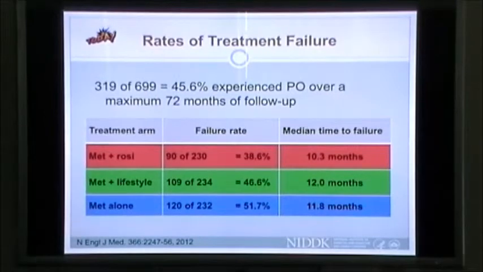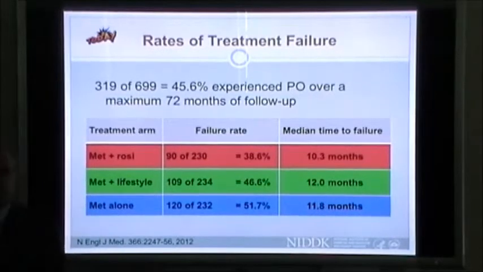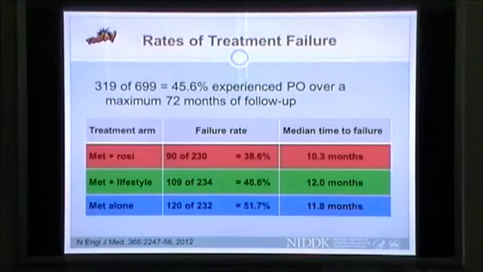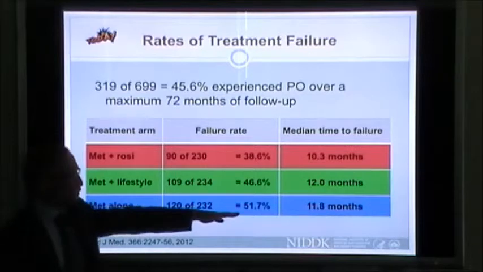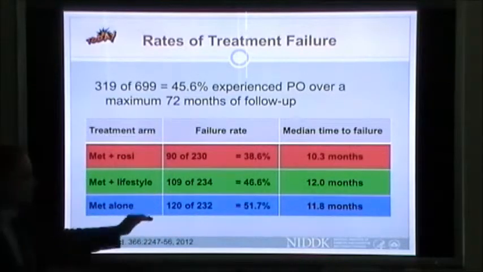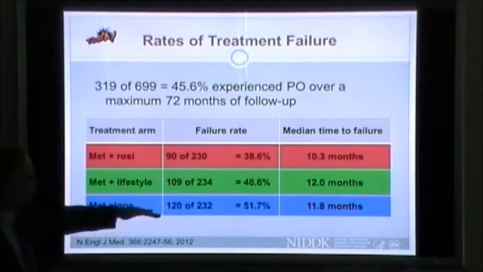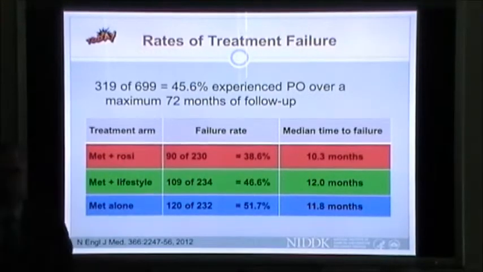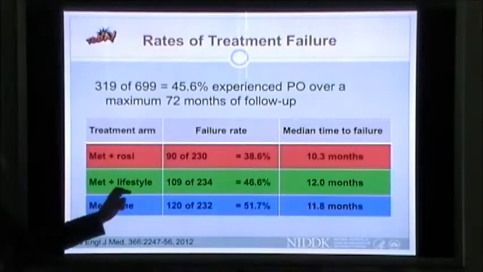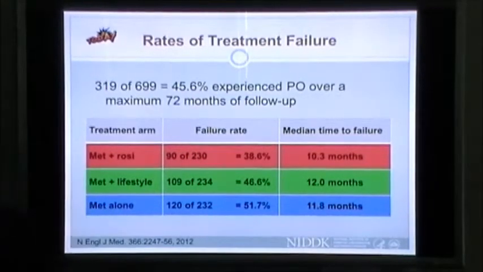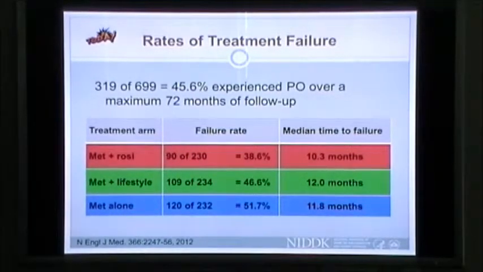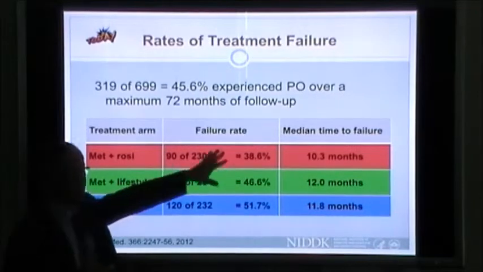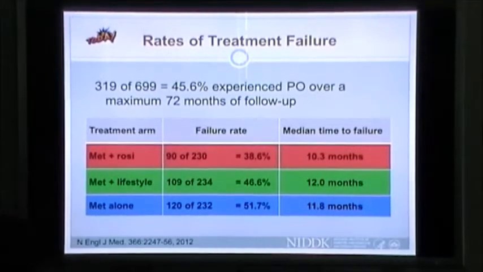Okay, so what did we see in the trial? What we found, actually, was that 45% of these children experienced the primary outcome, i.e. loss of glycemic control, over a maximum follow-up of 72 months. And what we found is that a little over half of the children lost glycemic control with metformin alone, and this was improved by the addition of rosiglitazone with a decrease in the failure rate of about 23%. Lifestyle was intermediate, but not different from either metformin alone or rosiglitazone.